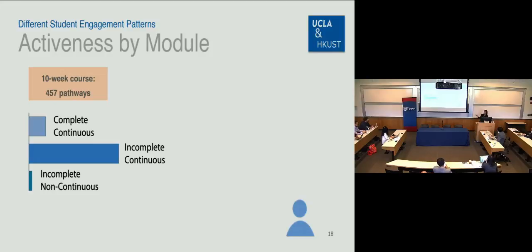And the population of the class was either doing everything in a continuous way, so like every single week they would do something, or they would do it incomplete continuous, so they're still sequential, but maybe they start late, or they don't finish everything. And the last group was incomplete non-continuous, so maybe they skip around, or they start late and then just decide they don't want to finish. And that's the smallest group.